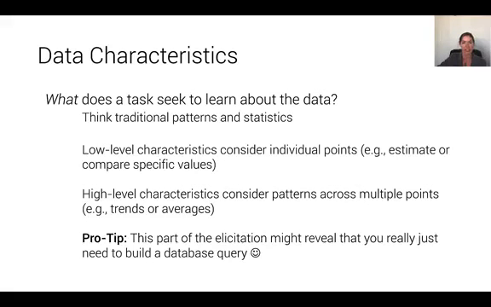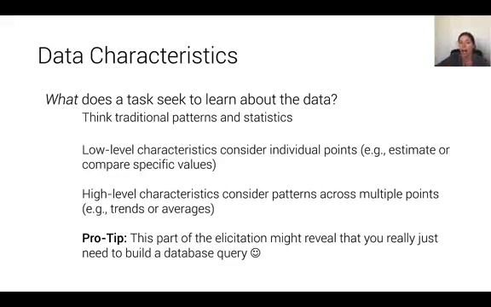which is the idea of data characteristics. What does a task seek to learn about the data? This is probably the thing that we most commonly associate with the idea of a task. You can think of this as what are the traditional patterns or statistics that our user needs to be able to assess from the data. We can think of these patterns and statistics at two different levels of detail. We have low-level characteristics, which consider individual points, for example, estimating or comparing specific values where we're working at a low level of detail, high degree of precision, and we might want to think about how that task necessitates certain kinds of interaction or certain kinds of visual channels.